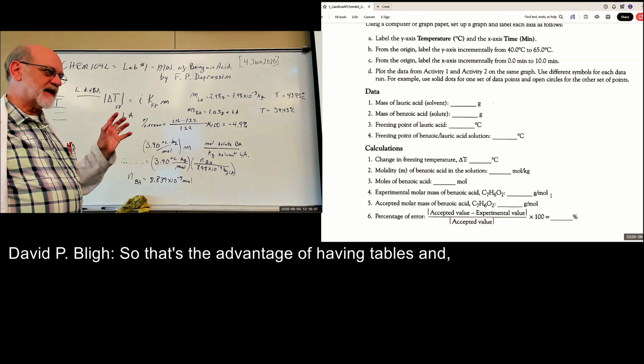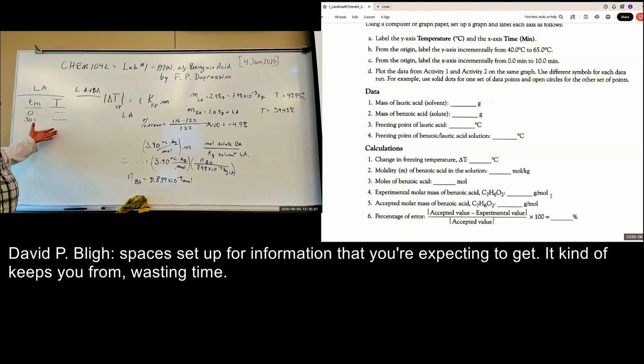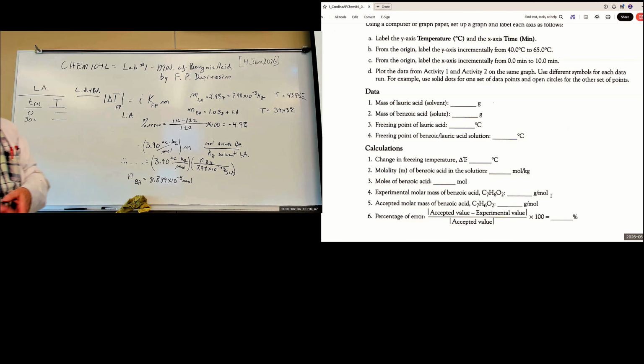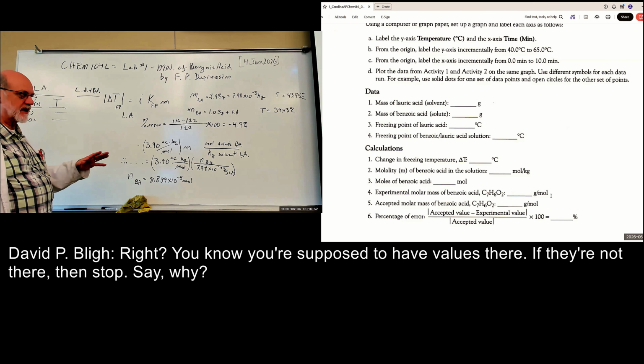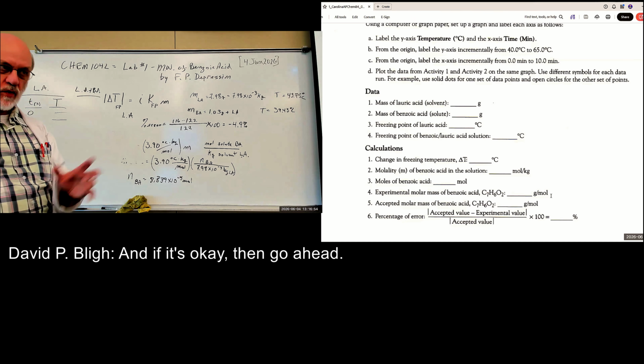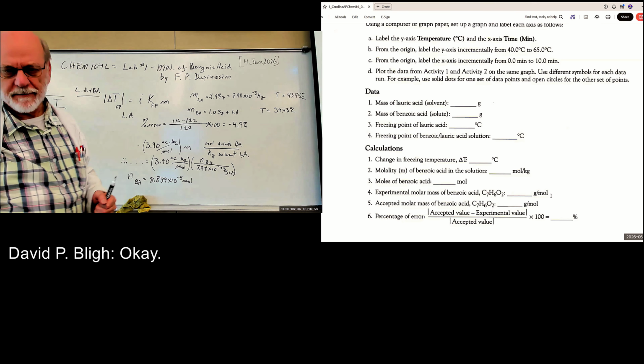So that's the advantage of having tables and spaces set up for information that you're expecting to get. It kind of keeps you from wasting time. You know you're supposed to have values there. If they're not there, then stop. Say why. And if it's okay, then go ahead. Okay.